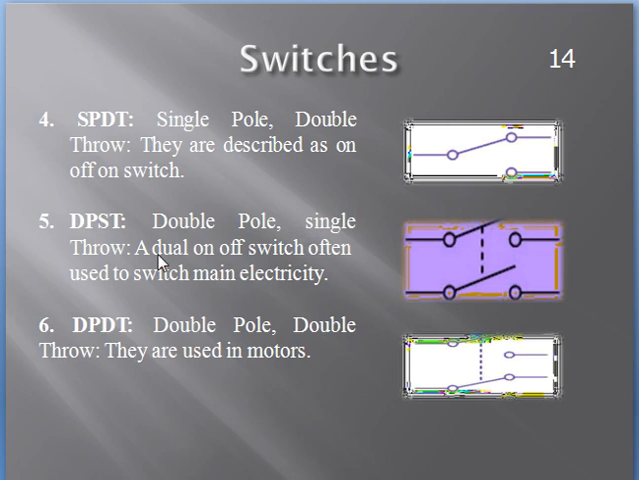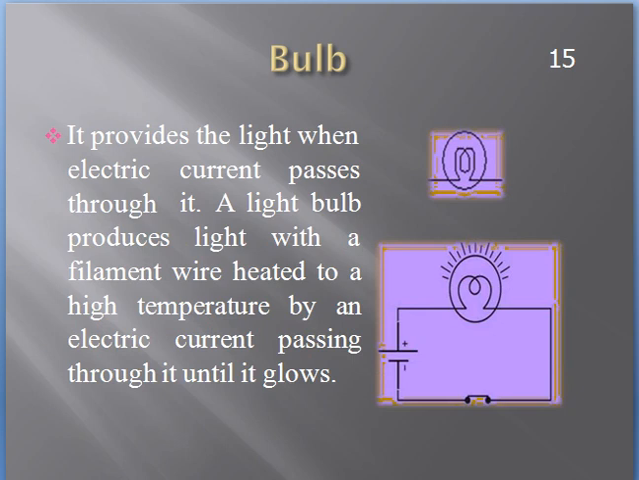Next, double pole single throw switch. Next, double pole double throw type of switch, which is used in motors, and these switches are represented by all these symbols. This is the SPDT symbol. This is double pole single throw. This is double pole double throw. Next, we are going to represent a symbol.